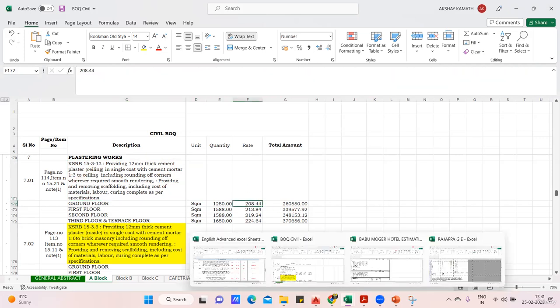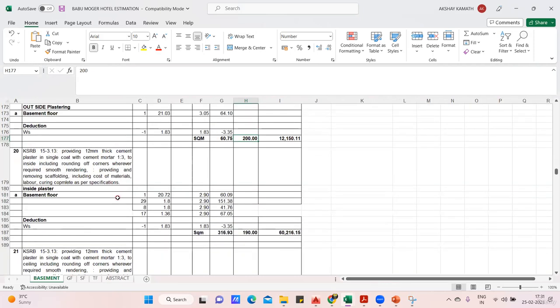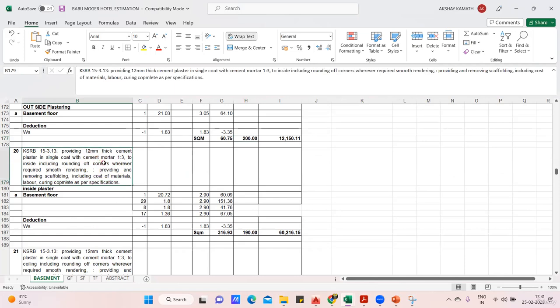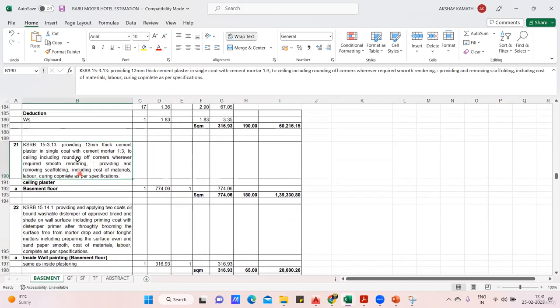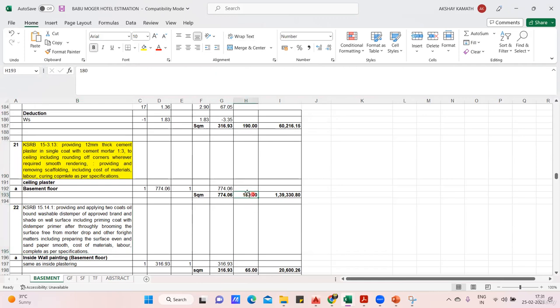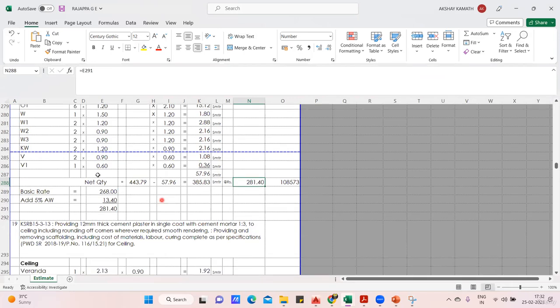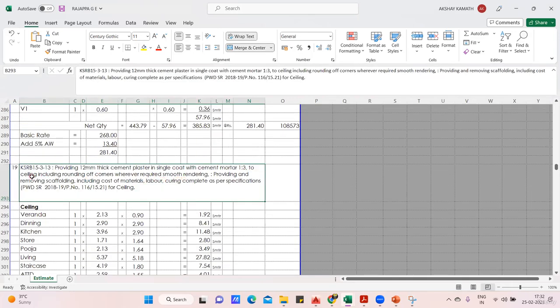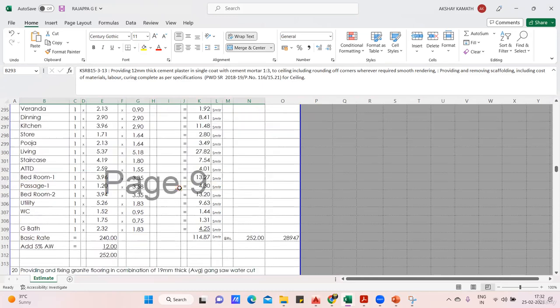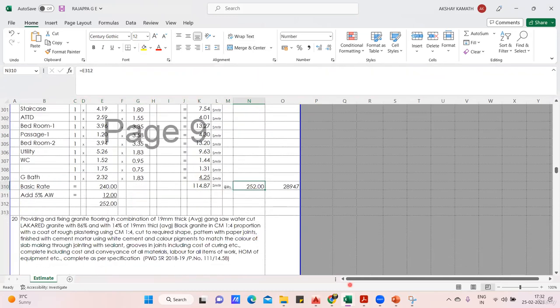This is one BOQ. I'll go with one more BOQ here. So here it is mentioned 12 mm. Yeah, see here, look at this BOQ. Here also they are doing a 12 mm thick cement plaster of 1:3 ratio in the ceiling, and the contractor is charging 180 rupees per square meter. If you want to do 12 mm thick plaster in the BOQ, it is totally up to you. Similarly, see here, 12 mm thick cement plaster single coat in the ceiling. Again, the word ceiling is written here, and this contractor is charging 252 rupees. So whichever you want, you can do that.